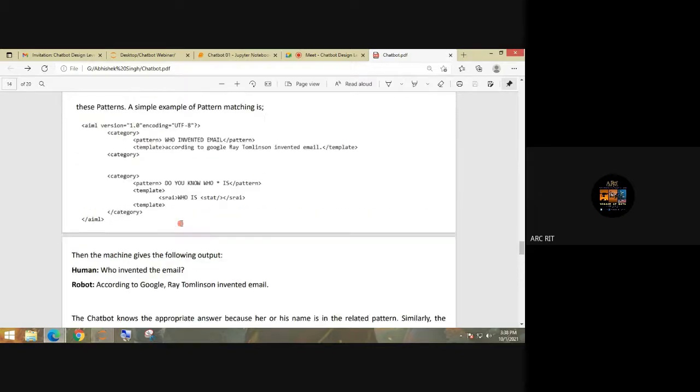So the machine gives the following output: the human is asking who invented email, and the robot is saying, "according to Google, Ray Tomlinson invented email." Now the chatbot knows the appropriate answer. Why? Because we have fed that related response along with that pattern. Similarly, the chatbot reacts to anything correlating to the patterns. Like here, I am correlating it.